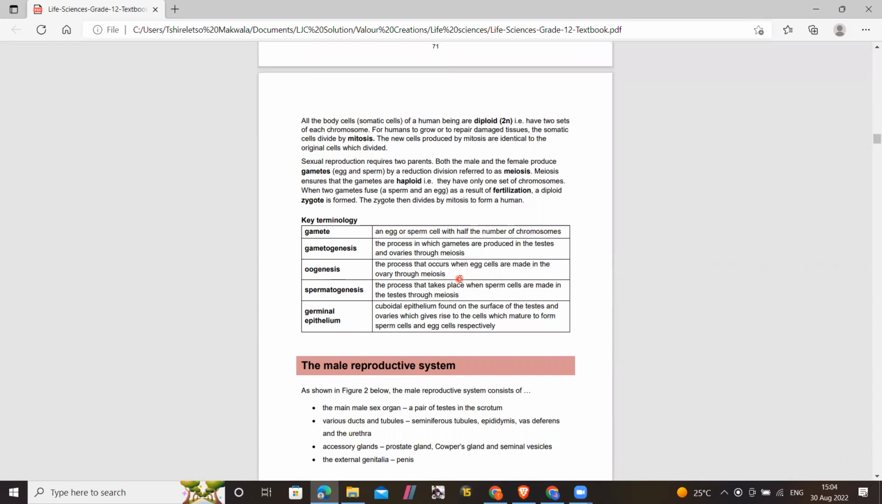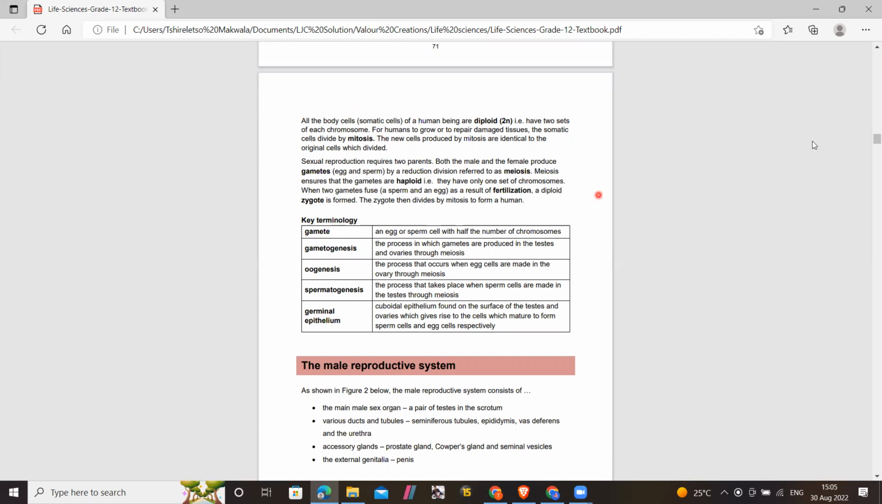every body cell, is called a somatic cell, right? And they are diploid, right? You know that diploid, that's because they have two sets of chromosomes, right? And then of course these diploid cells multiply via mitosis, right?